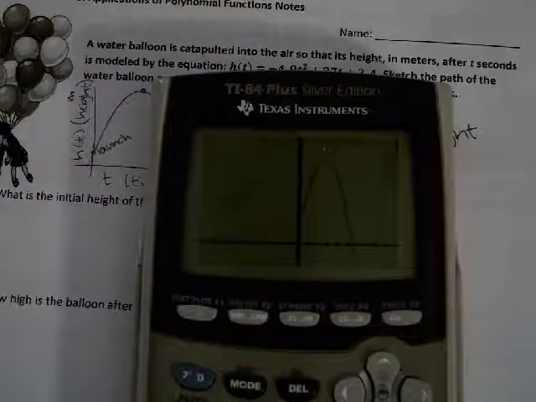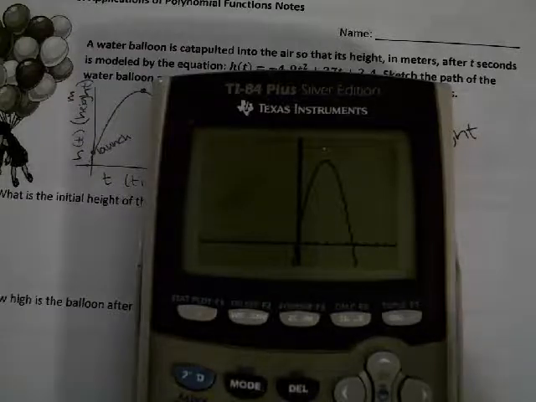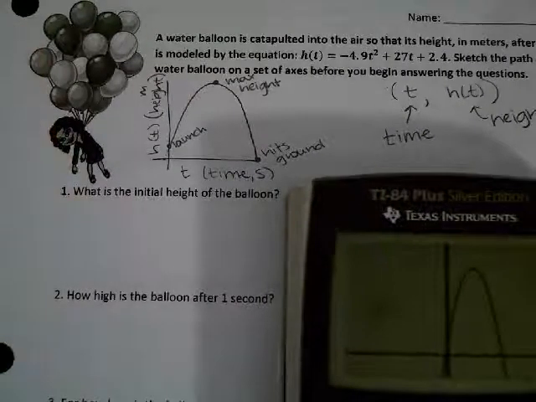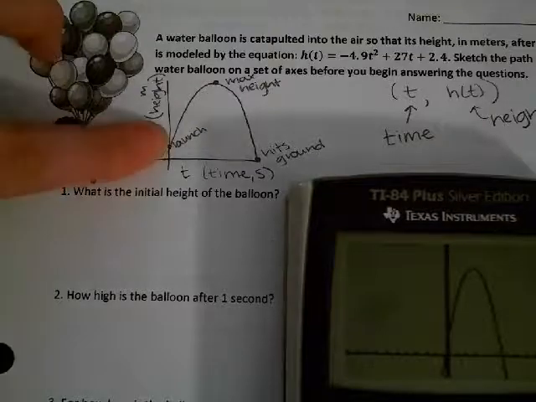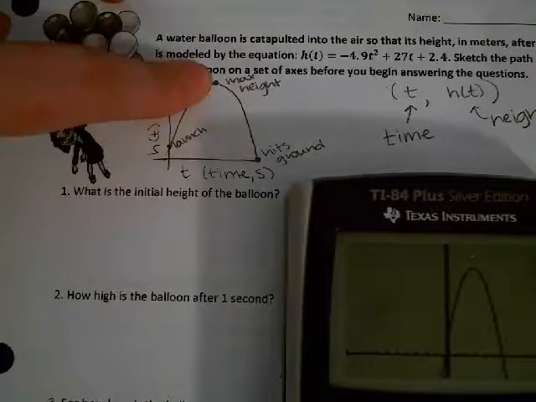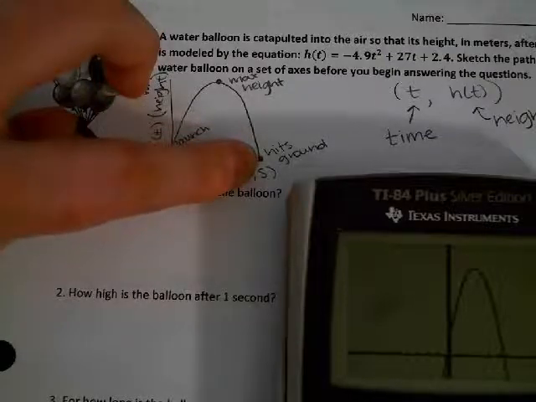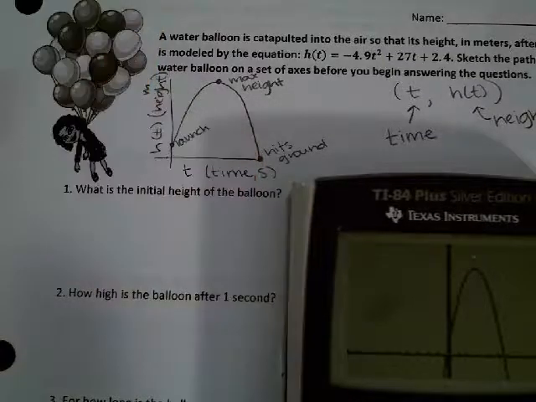So there's my graph. I can see everything that I need to see. Okay, so now I'm going to start looking at the questions, and I want to figure out what each question is asking for. I want to see if it's asking for a y-intercept, a vertex, or an x-intercept, and whether my answer should be an x-coordinate or a y-coordinate.